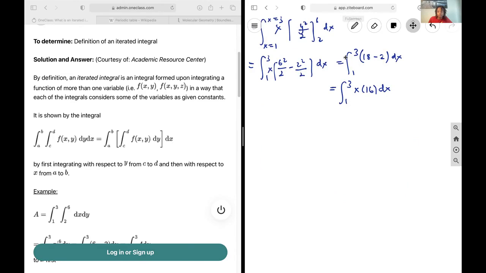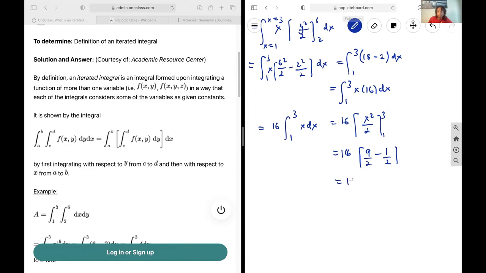And so now we're going to figure out this integral next. From 1 to 3, we're going to pull out the 16 because it's just a constant. So 16 times the integral from 1 to 3 of x dx, which will become 16 times x squared over 2, from 1 to 3. So 16 times 3 squared, so 9 over 2, minus 1 squared, 1 over 2. So 16 times 8 over 2. And this will become 8 by 8, which should give us 64. And that will be your final answer for the integral from 1 to 3, 2 to 6 of xy dy dx. So this is just an example of how to do it.